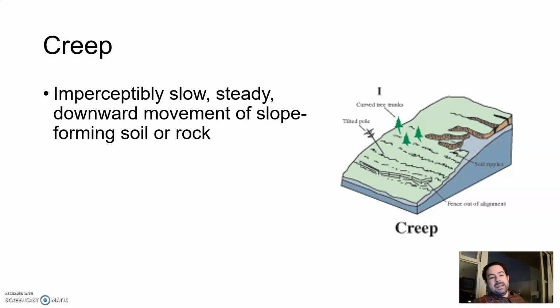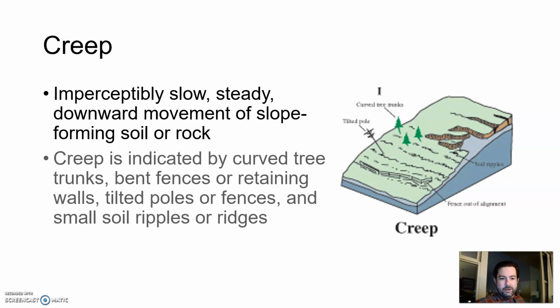Well, same thing with this type of mass wasting. Creep is very, very slow, imperceptibly slow. You can't even see the movement itself. It's very slow, very steady. We're talking maybe an inch a year or something like that, something you can't even detect. So it's the whole material moving.